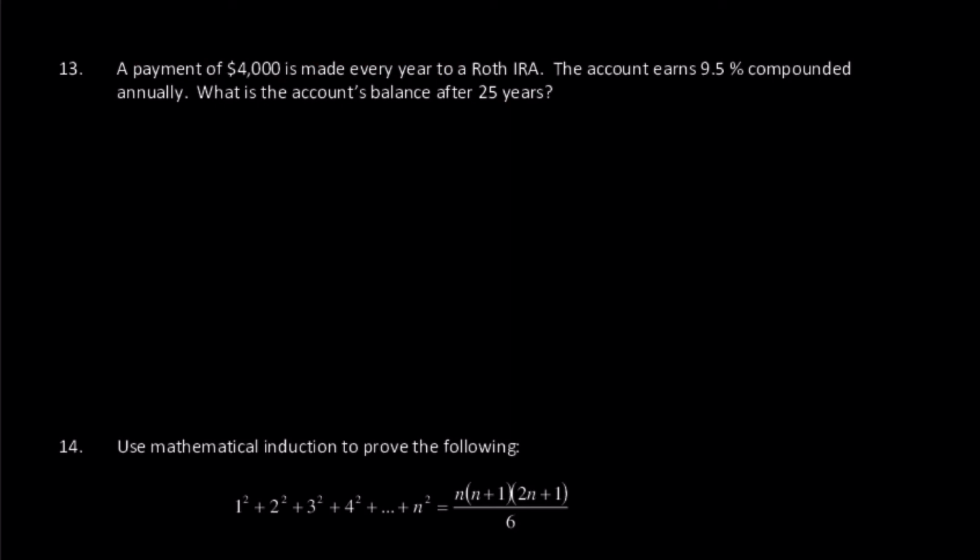The last two questions. 13, a payment of $4,000 is made every year to a Roth IRA. The account earns 9.5% compounded annually. What is the account's balance after 25 years? So this is the annuity type of problem. You put money into an account every single year. It gains interest all along. What's it worth after so many years?